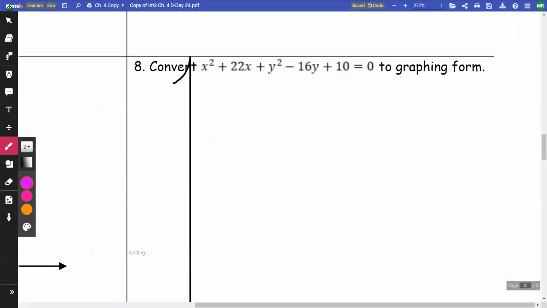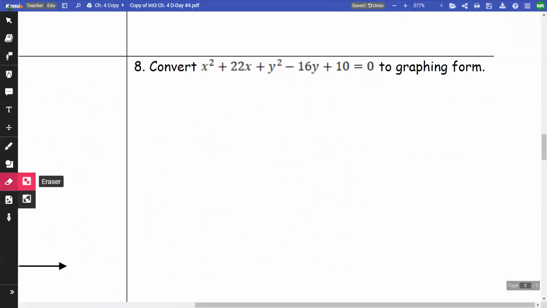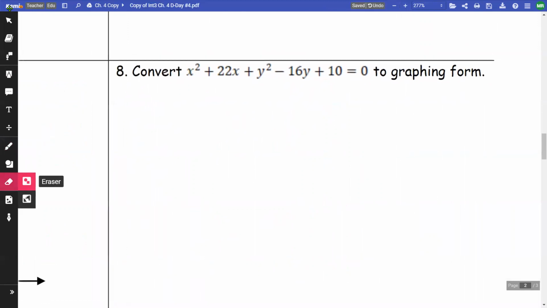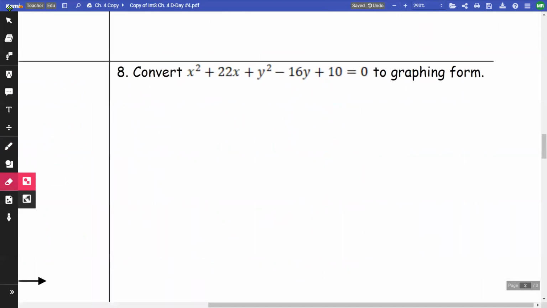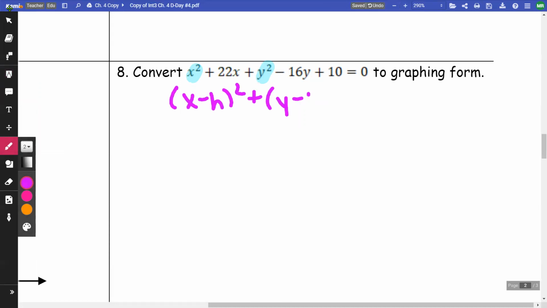Okay, on 8. So when you have an x squared and a y squared, the only graph we know of right now are circles. Okay, so this is going to be a circle. So I need to begin in the form (x minus h) squared plus (y minus k) squared equals r squared, which is just basically a number.